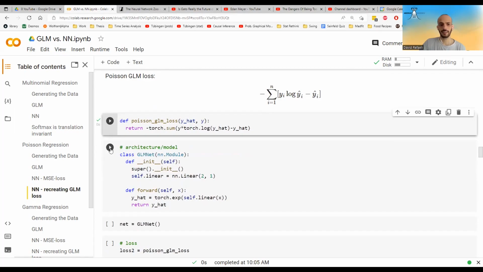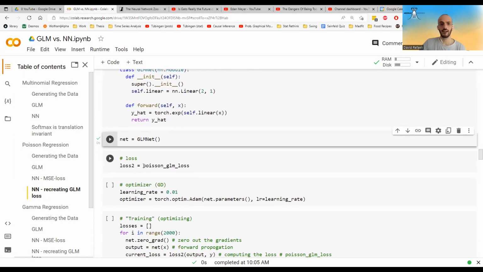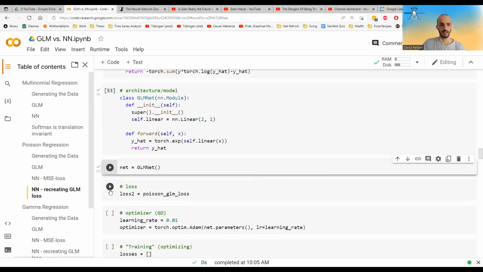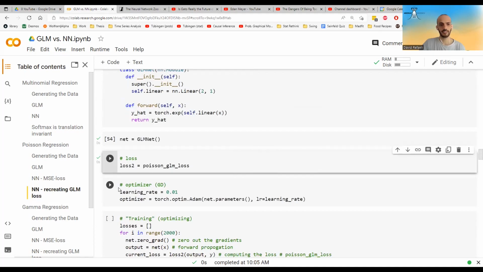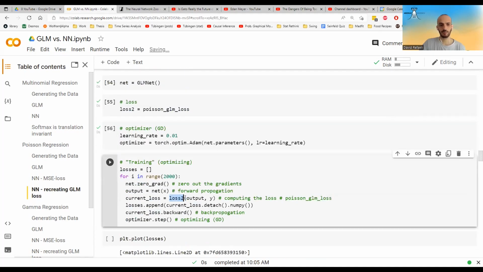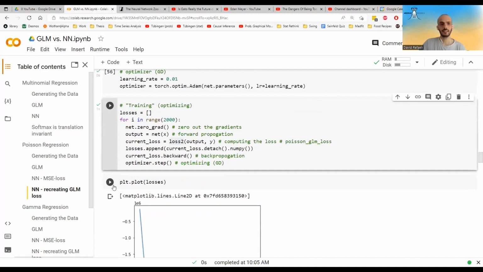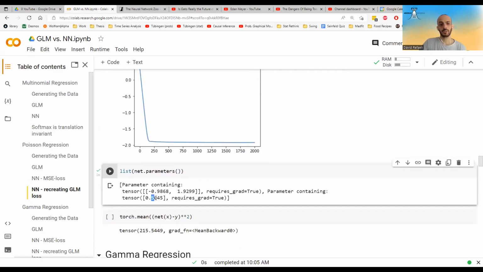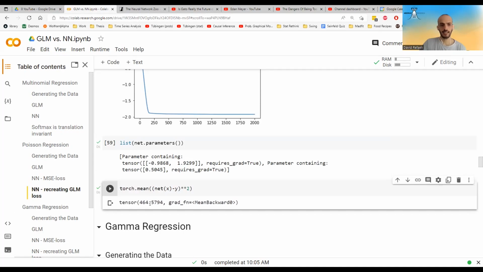Okay, the architecture is exactly the same. The loss, I give it this function instead of the NN MSE. Optimizer is the same, and now I'm training exactly the same, only I use this other loss instead of the MSE loss. Okay, let's plot it. It looks like this. 0.5, a bit close to 0.3, but not exact. Close to -1, close to 2. So overall, okay. And the MSE is 464, so a bit worse than the 160, 170 that we got before.